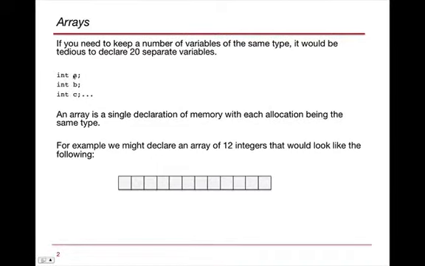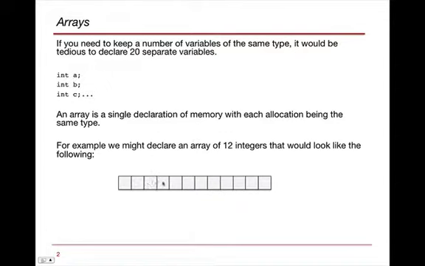you just had to do int a, int b, int c, int d. You have 20 variables or so, and that would be a problem. So what we do is we have a construct called an array, which is a single declaration of memory, with each allocation being the same type. So in this case, I might want to declare an array that has one variable name, say ARR, that would have 20 locations each. Each would take the size of an integer, 32 bits. So this might be an example of an array of 12 integers.